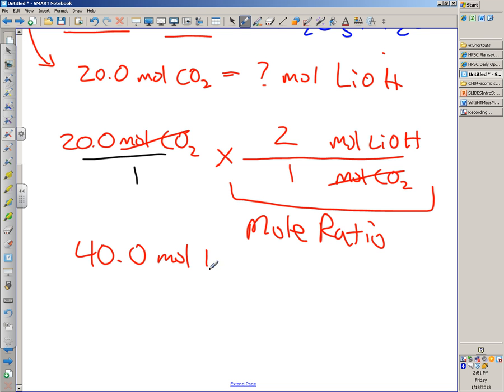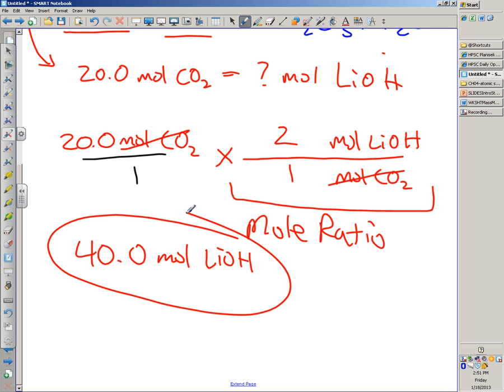No, it's not the same thing. So that's how many moles of lithium hydroxide I need each day to get rid of all the carbon dioxide that I'm breathing out. Does that make sense? Okay.